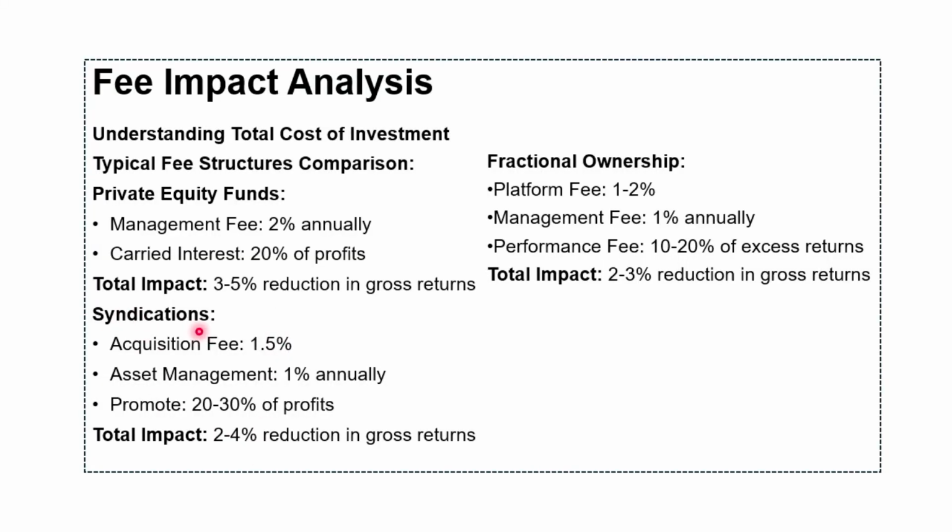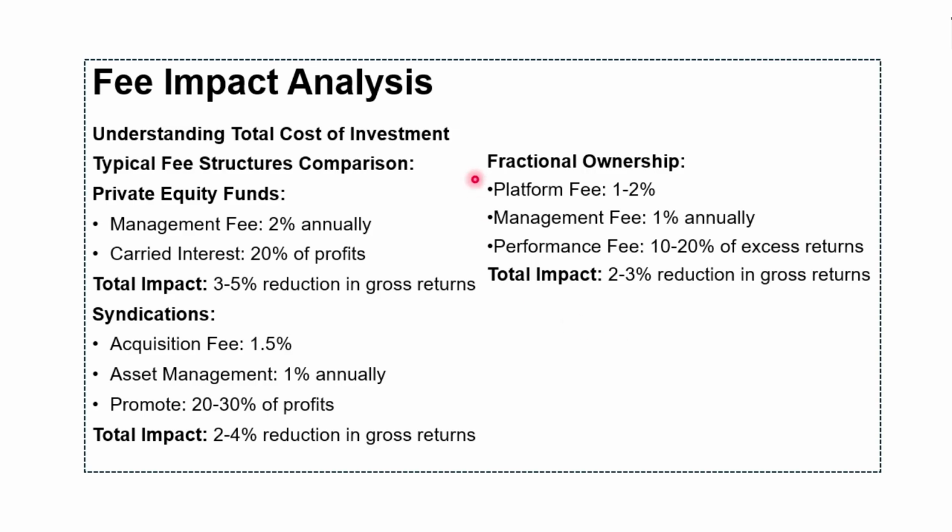So in syndication, we can say that acquisition fee is 1.5%, asset management 1% annually, and promote basically 20 to 30% of profit. And so the total impact would be a 2 to 4% reduction in the gross return, while in PE it was a 3 to 5% reduction in the gross return. So basically this amount is going directly as fees to management or some other works which are there, and that is the percentage that will be cut from your gross return, and then you can understand that the remaining will be there for you as investors.